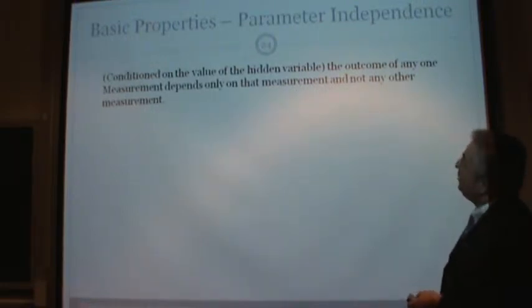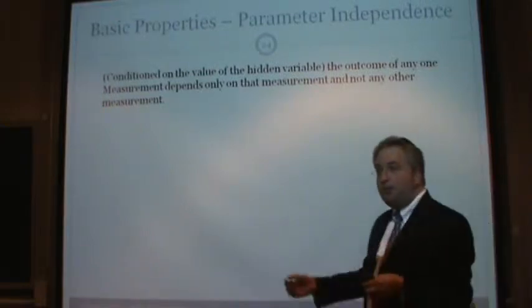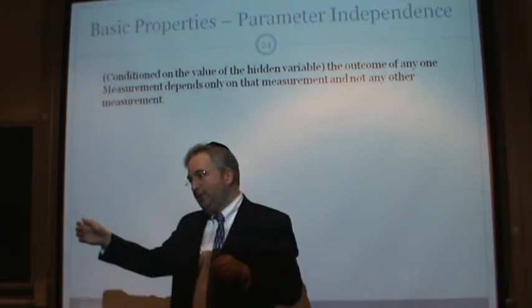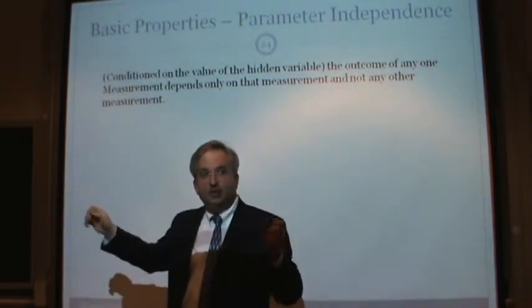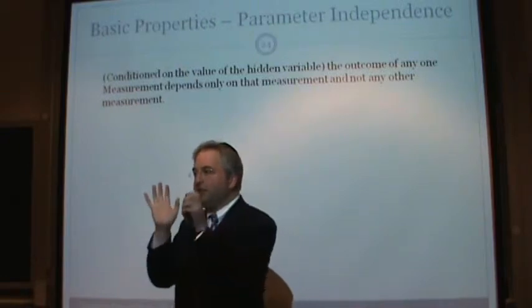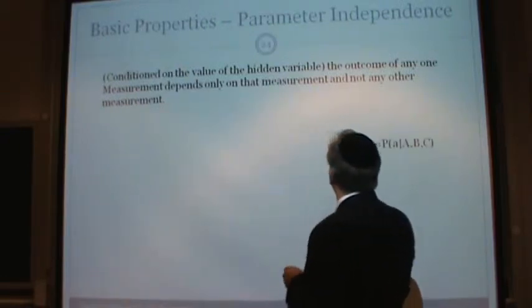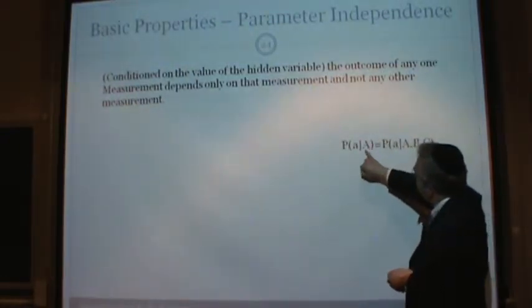The outcome of any one measurement depends only on that measurement and not on any other measurement. So before, when we talked about outcome independence, we asked what the outcome of the thing is, and we wanted them independent. Here we're saying, no, I want it to be independent of the measurement. Let's talk about probability. What it says is as follows.